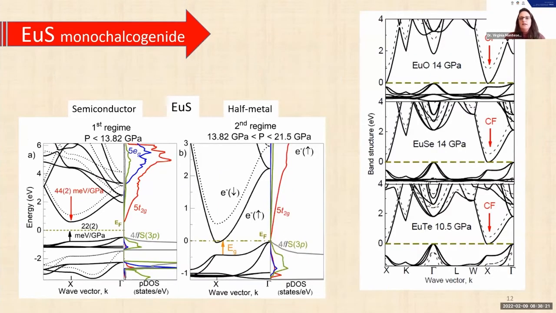This result is common for the other europium monochalcogenides. Here you see in the image on the right, in europium oxide and europium selenide, we see the half metallization at the same pressure. So this explains the electronic anomalies. And in europium telluride, it happens earlier, around 10.5 gigapascal.